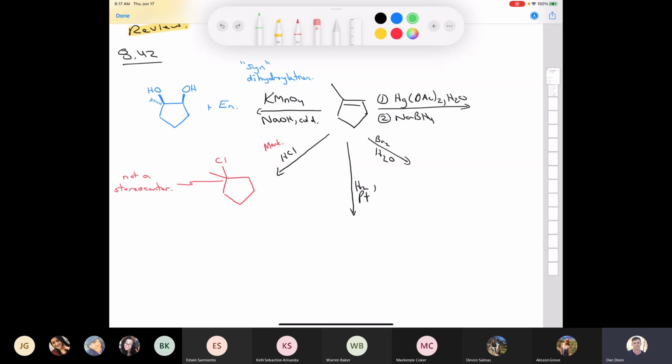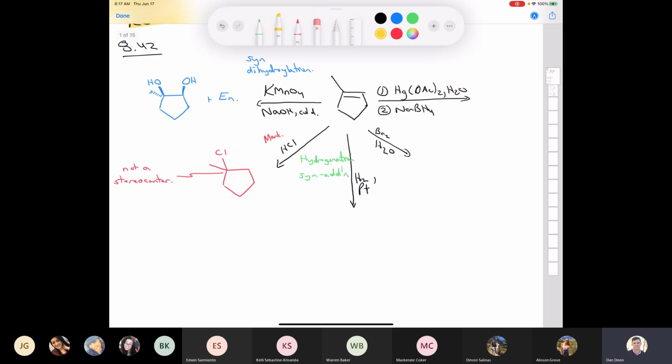So hydrogenation occurs with syn addition, okay? So hydrogenation, we'll write it down here, hydrogenation occurs with syn addition, okay? I don't know why I put quotations up here. There's no need for that. But it occurs with syn addition. Yes, so both hydrogens get added to the same side.